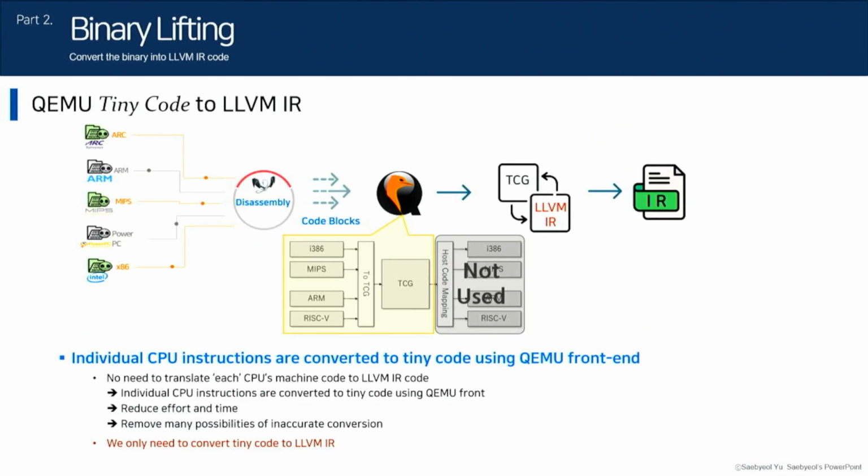After extracting code, once the code blocks are recognized, we convert them into tiny code. The tiny code is the IR used by QEMU. And then we transform this tiny code into LLVM IR. Using QEMU's tiny code has already been suggested in previous works, such as libqemu or the Revenge paper. By adopting this approach, we can reduce potential bugs that may arise from handwriting the conversion of each CPU's machine code to IR. Moreover, it allows us significant savings in terms of effort and time.